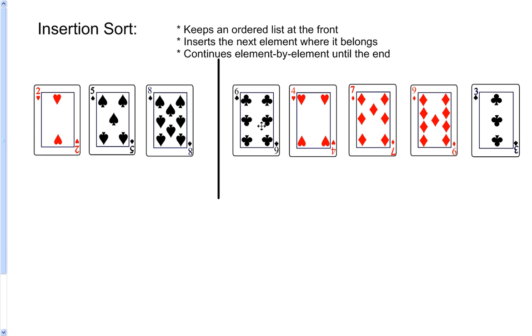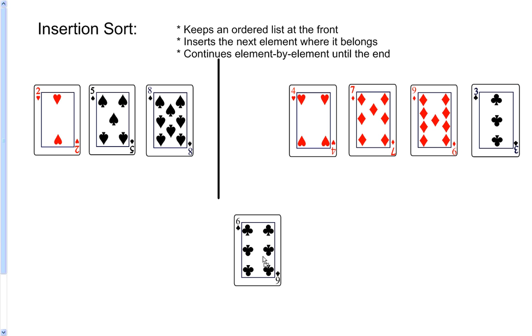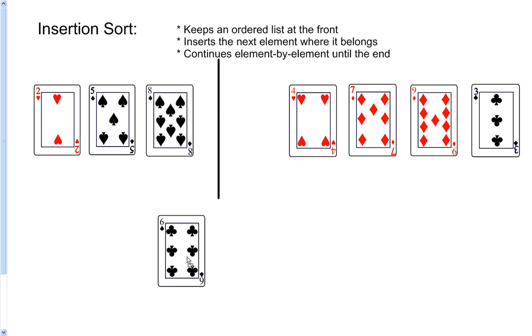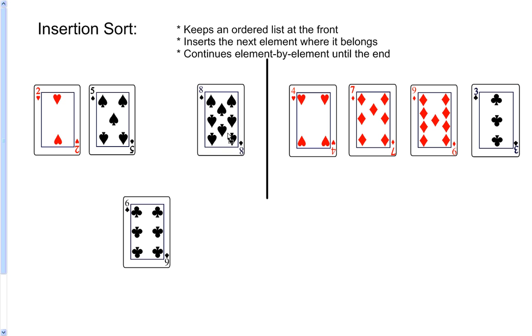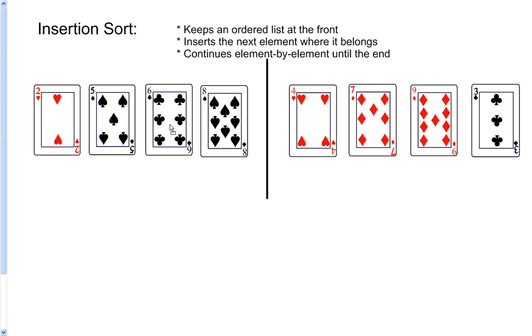We go with the 6. Say, okay, insert. We need to take the 6 and we need to insert it, insertion sort, in wherever it belongs. Now it belongs between the 5 and the 8. And so everything slides over. The index for 8 has to increase to slide it over and make room. And then the 6 gets put in where it belongs.